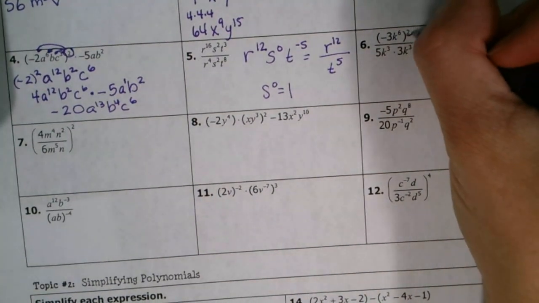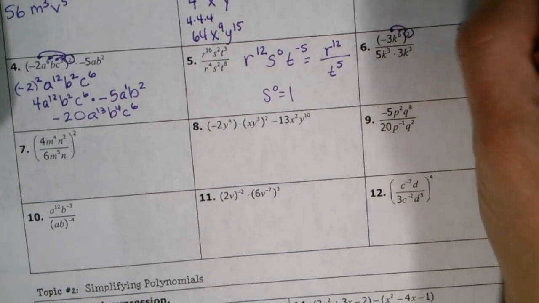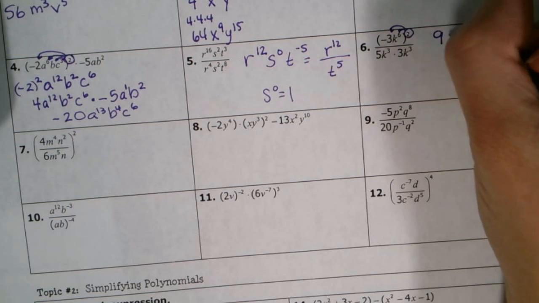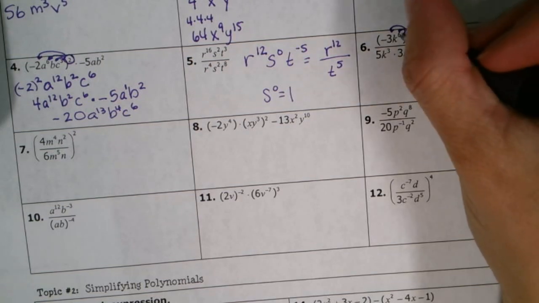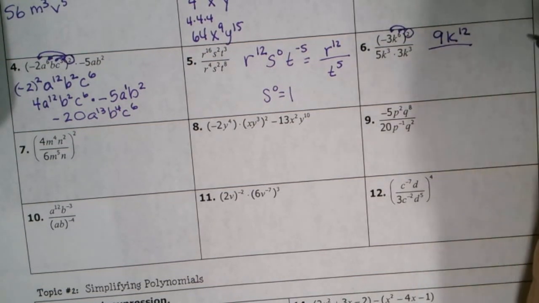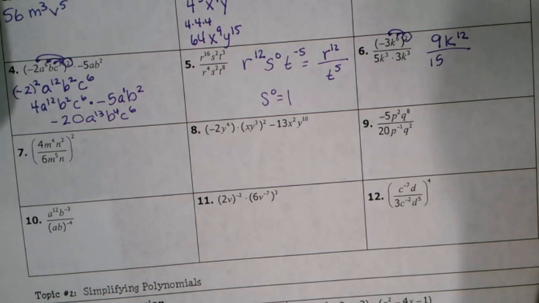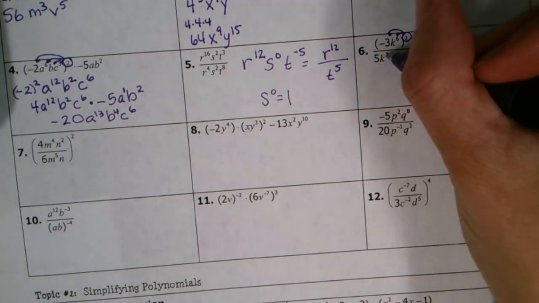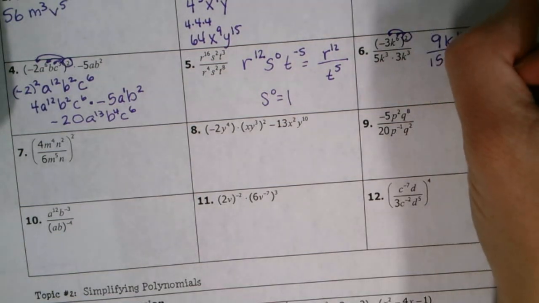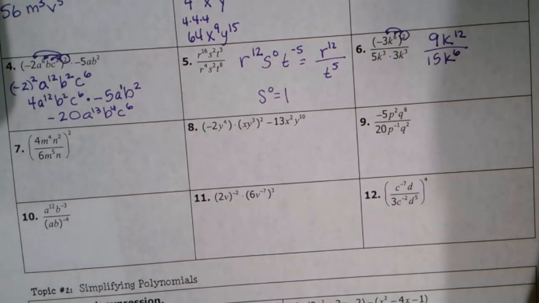Number 6, we're going to have to simplify this first. Negative 3 to the second is 9, and k to the 6th raised to the second is k to the 12th. In the bottom, we're going to multiply our coefficients to get 15, and we're going to put our k to the thirds together by adding. We get k to the 6th.